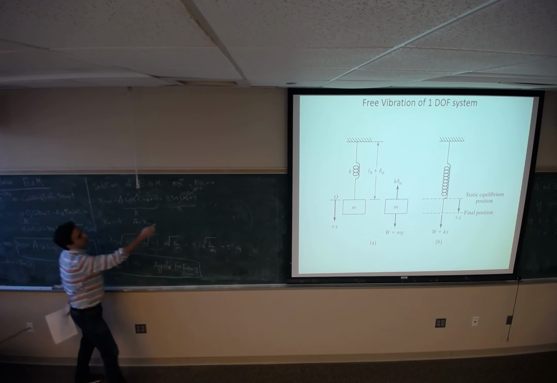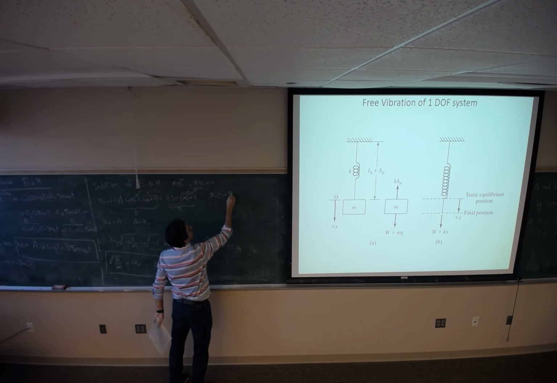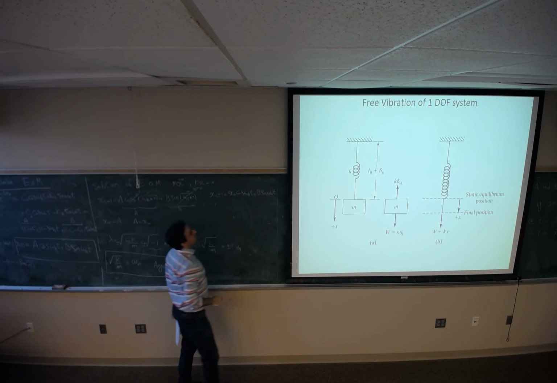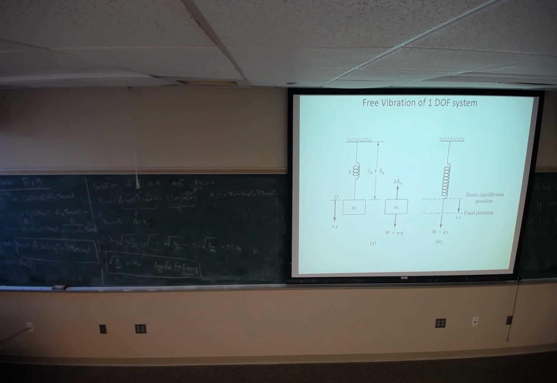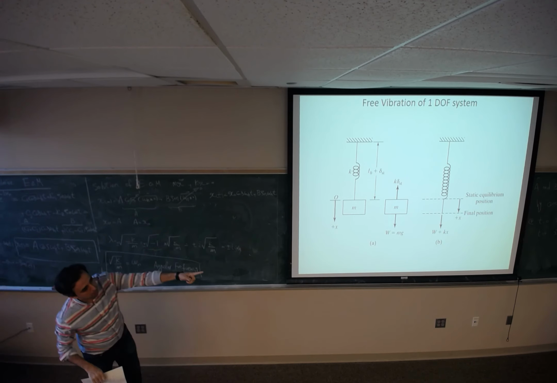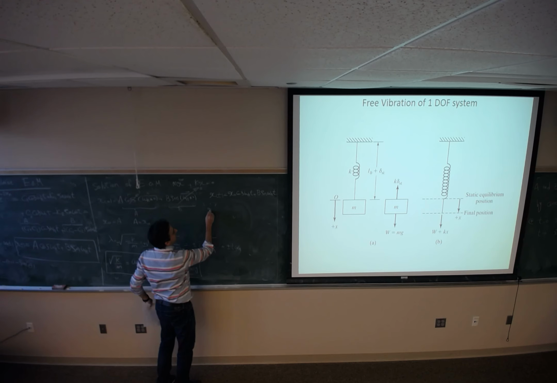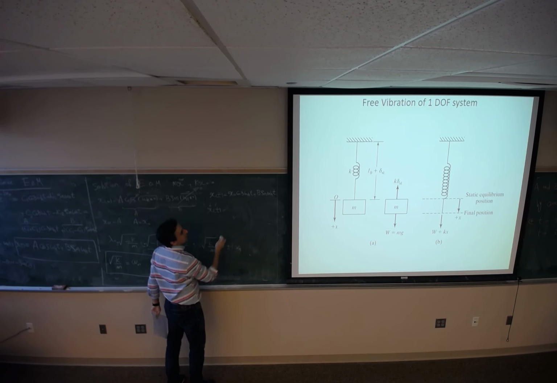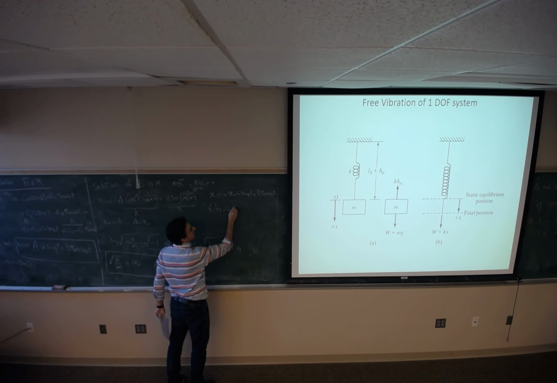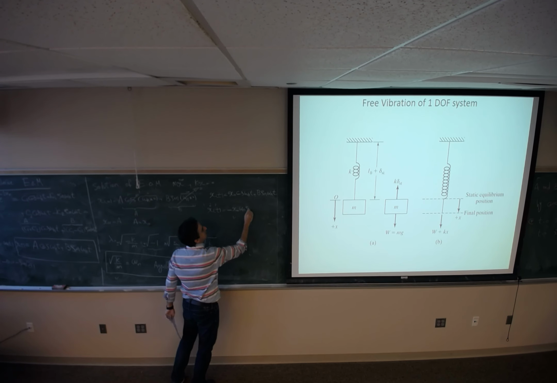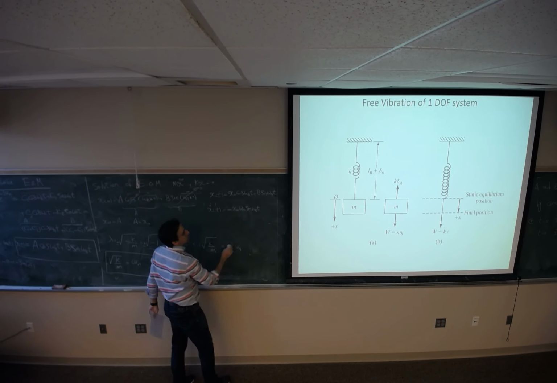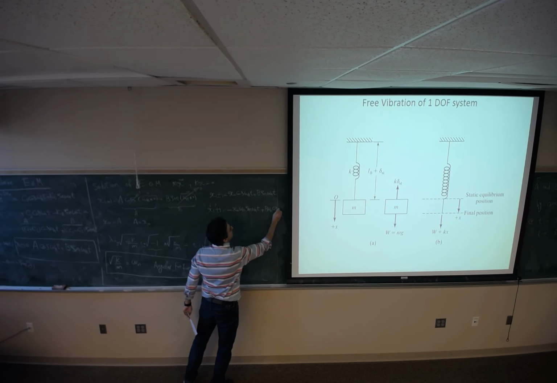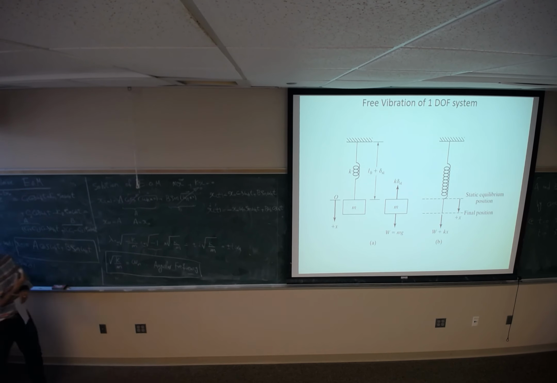Now, I need to find the velocity equation because I need to plug in the second initial condition. So velocity is x dot. This is constant, it's 20 centimeters. Derivative of cosine omega n t with respect to time is going to be negative omega n sine of omega n t, plus b is constant. Derivative of this is going to be b omega n cosine of omega n t. So this is the velocity equation.